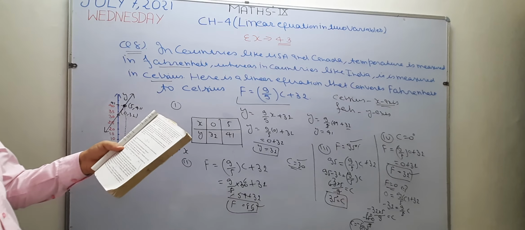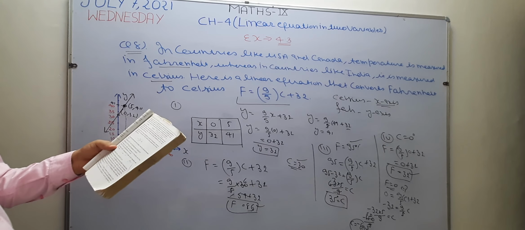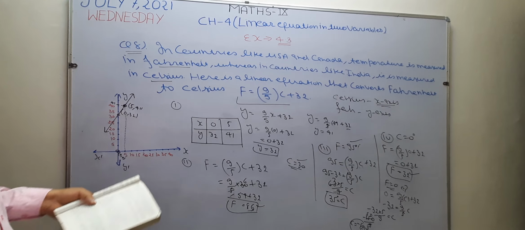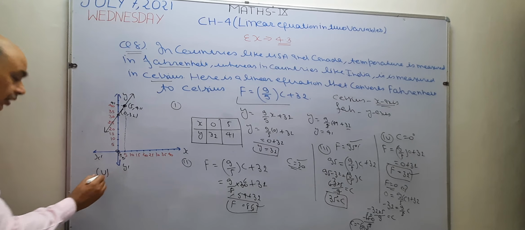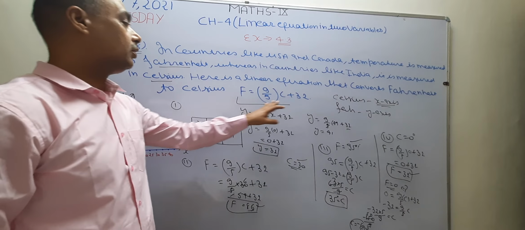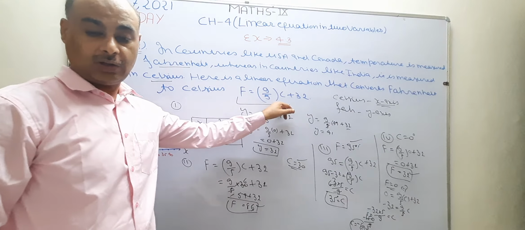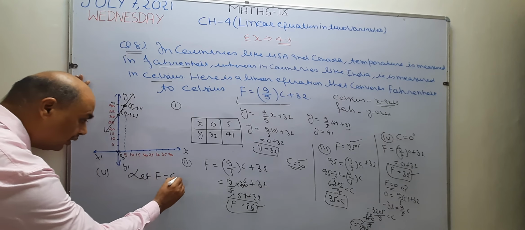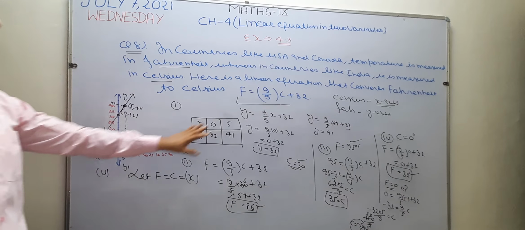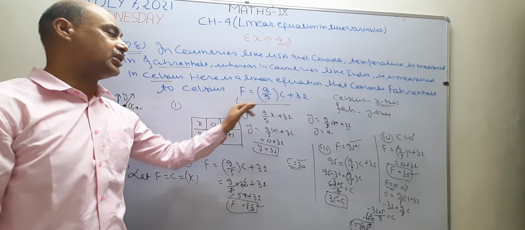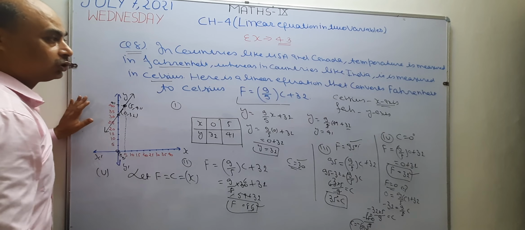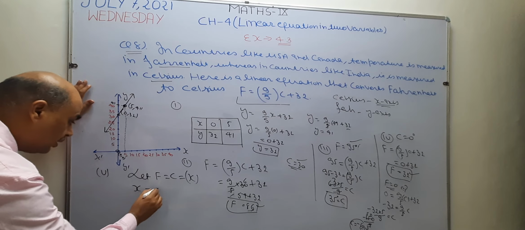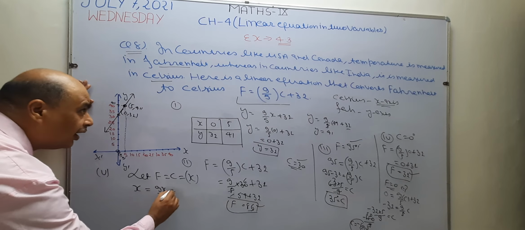In the fifth part, is there a temperature which is numerically the same in both Fahrenheit and Celsius? In this question we have to check whether there is any value which is the same in Fahrenheit and Celsius. Okay. For this, I suppose F and C both equal to X, because I don't know the exact value at which they are equal. So I take F and C both equal to X. So instead of F and C I want to write X. So F becomes X, this becomes also X, and this becomes 32.